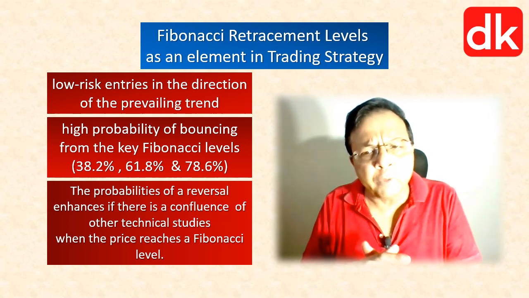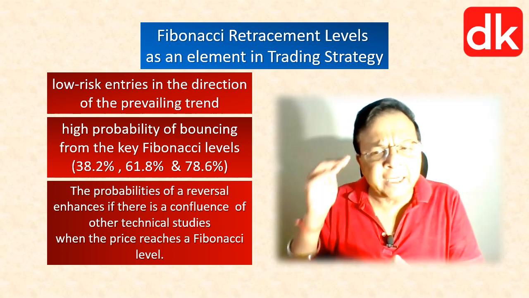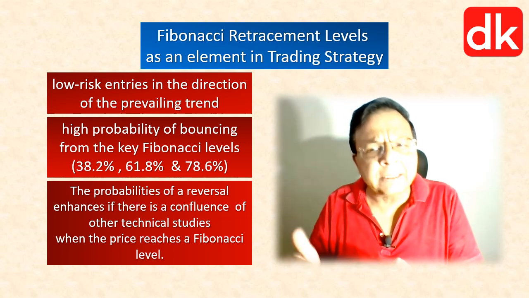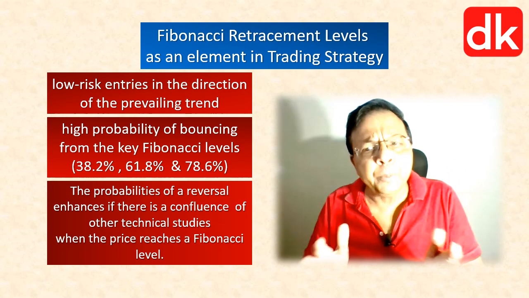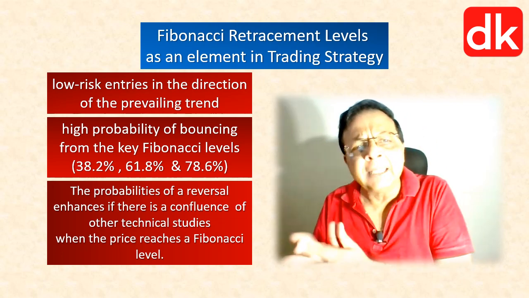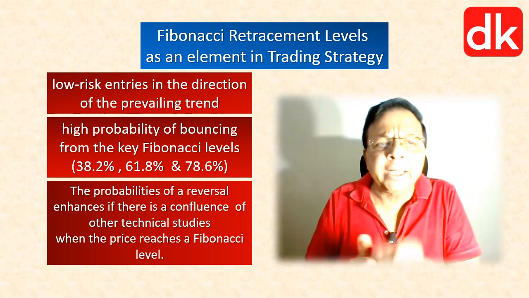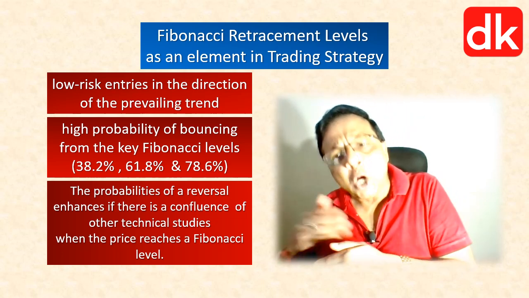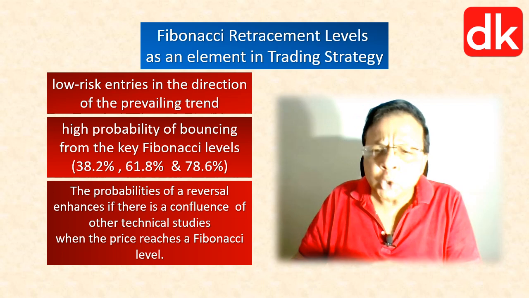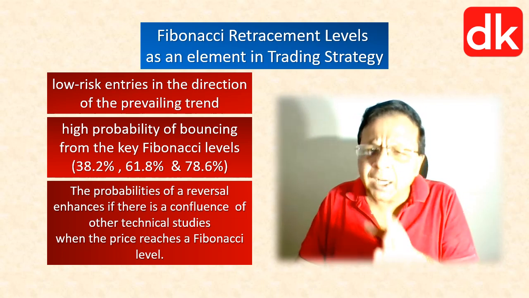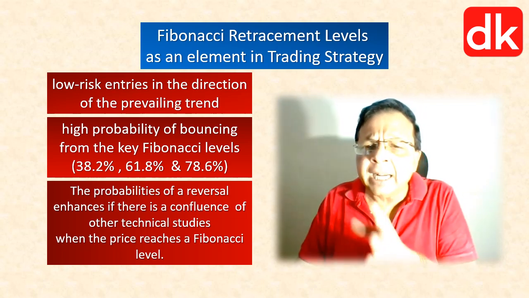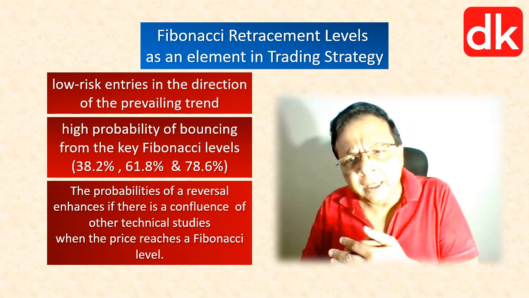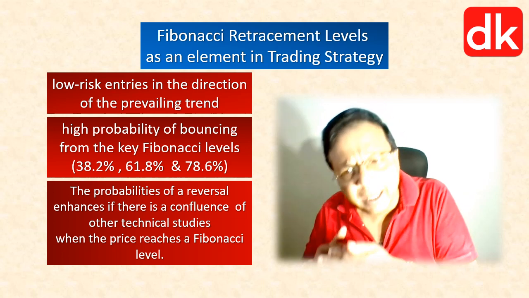In the last episode, we covered that the Fibonacci retracement level as a tool on a standalone basis is not enough. It has to be used in conjunction with other studies. That is what the third point is telling. The probabilities of reversal enhance if there is a confluence of other studies. So let us go ahead and understand what are the other confluences that are commonly used when we formulate a trading strategy using the Fibonacci retracement levels.